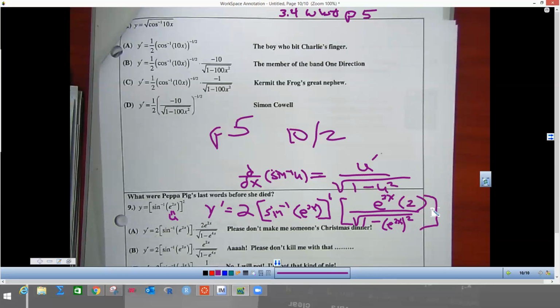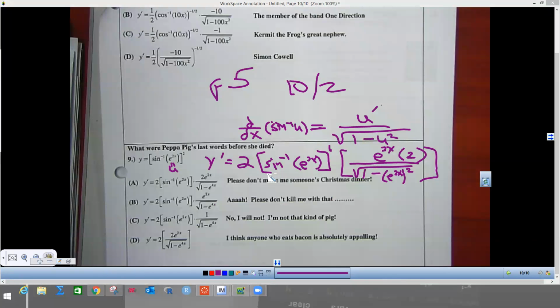Now I'm going to try to simplify this stuff and see which one of these will work for this. So let's see. I'm going to just write it right here. So I got 2 inverse sine of e to the 2x. Oops, that x is in the exponent. And over here, I'm going to put that 2 in the top. And I got e to the 2x.